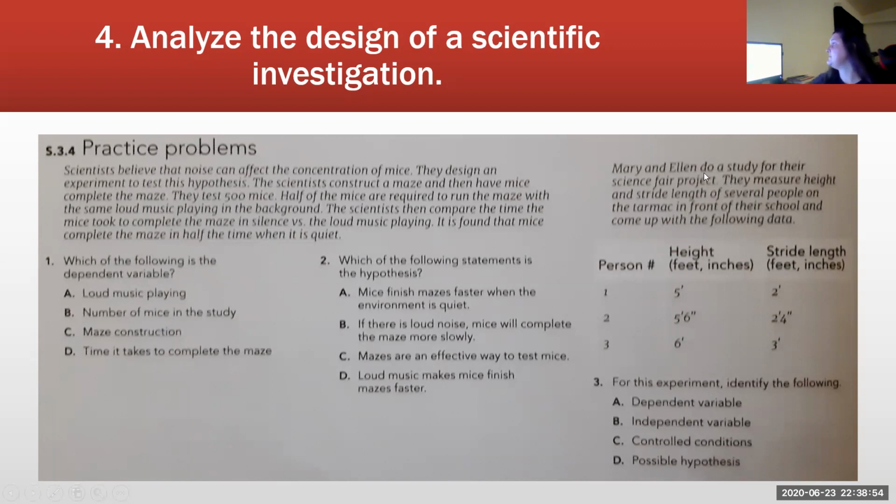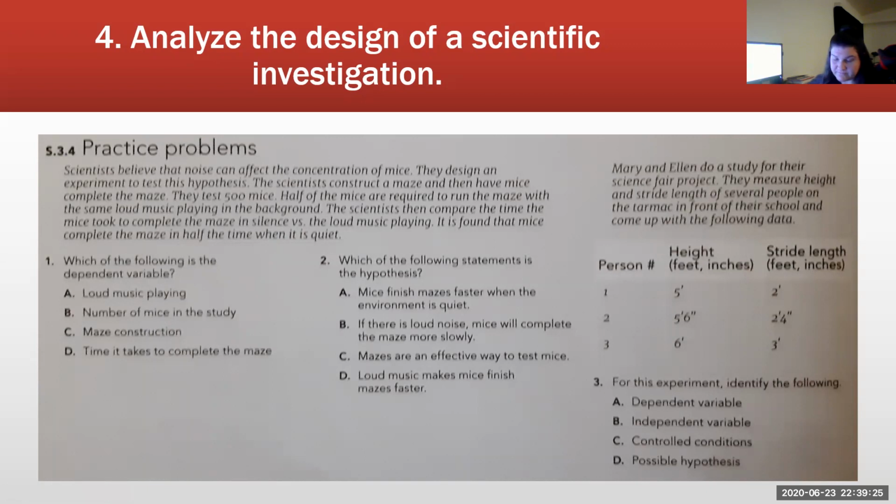Okay, Mary and Ellen do a study for their science fair project. They measure height and stride length of several people on the tarmac in front of their school and come up with the following data. So they did a study on 3 people. One person's 5 foot, one person's 5'6", one person's 6 foot. As the height increased, so did the stride length. For this experiment, identify the following: the dependent variable, the independent variable, the controlled conditions, and the possible hypothesis.